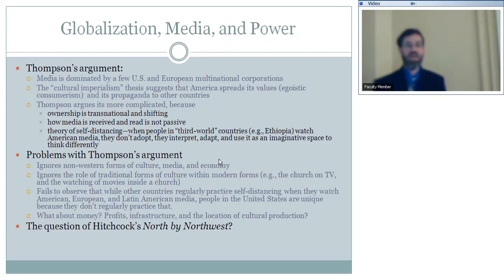So, if Thompson's argument is that people in other countries practice self-distancing, where they look at television from other countries, and then they can imaginatively critique their own society and think about it differently, then you have to ask yourself, what's happening to American culture because we don't do that? We are so narcissistic and so full of ourselves that we're the only country that doesn't actually watch television from other countries on a regular basis. So we are never practicing that self-distancing unless we watch science fiction.